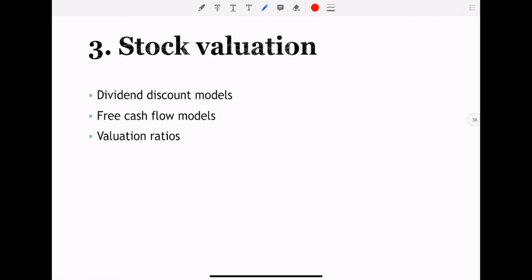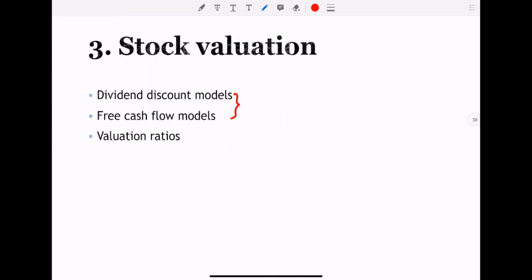So to do stock valuation, we will basically think about two sets of models. The first set is dividend discount model and free cash flow models. Both of these two types of models are about calculating the present value using some types of cash flows. So in the dividend discount model, the cash flow you're using is dividend. In the free cash flow models, the cash flow you're using is, well, obviously, free cash flow.